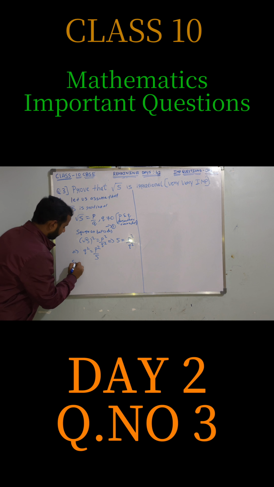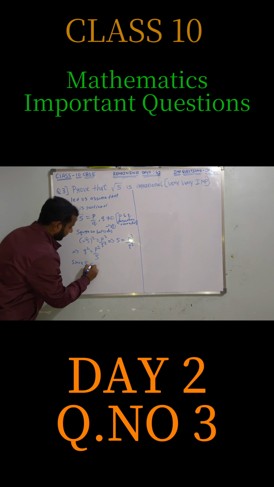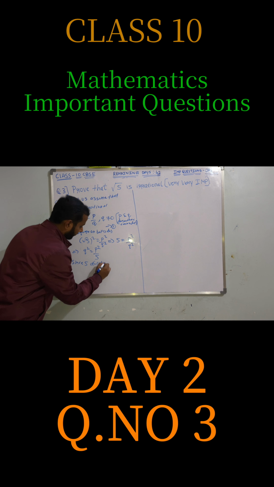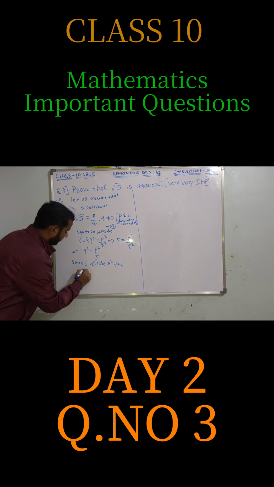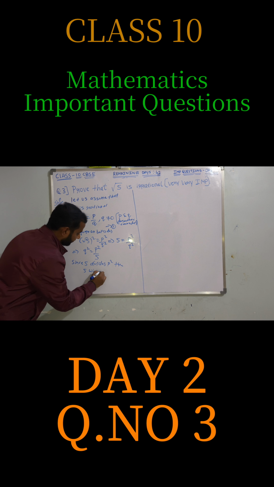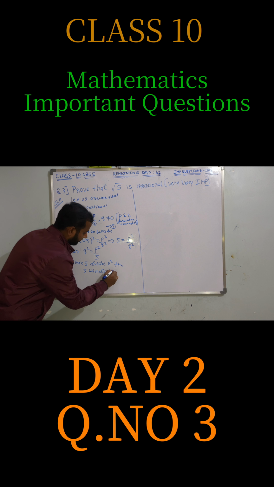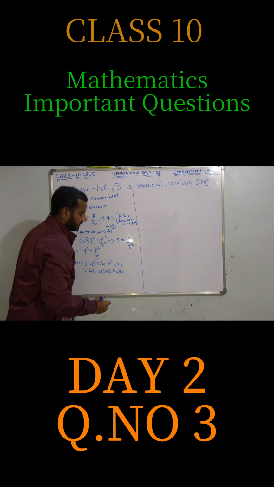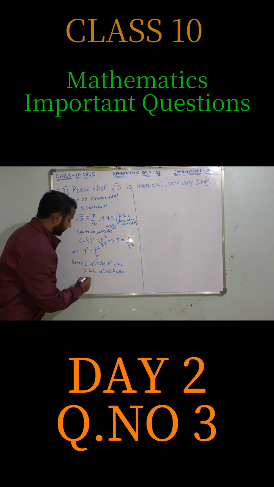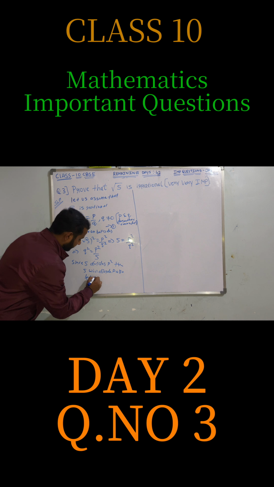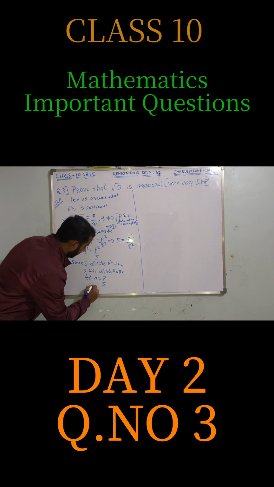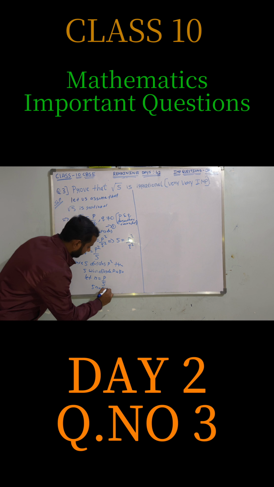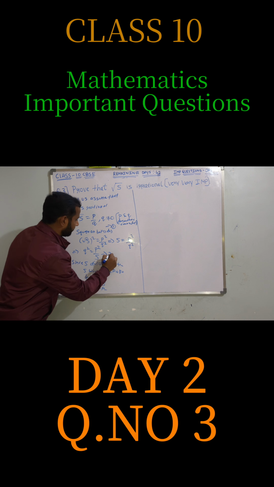Since 5 divides p square, then I can say 5 will divide p also. Let n equal to p by 5. Then 5n is equal to p. Let this be equation number 2.